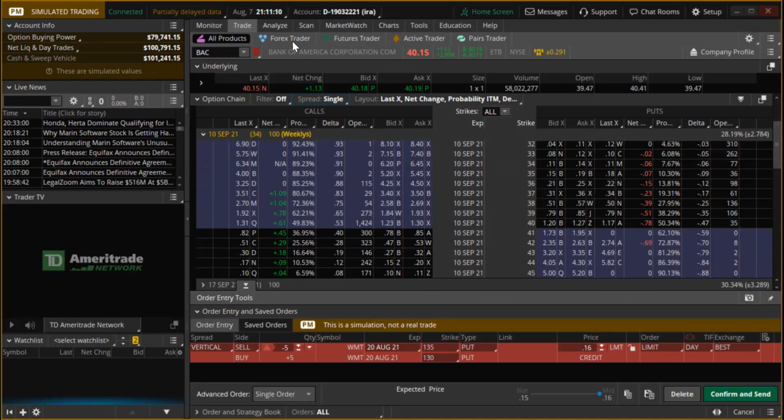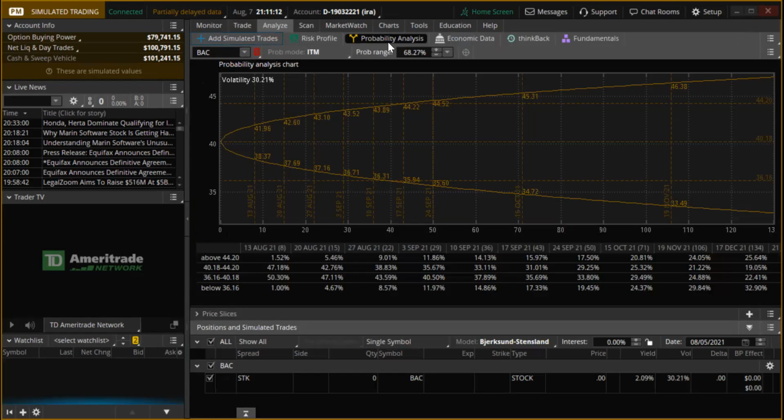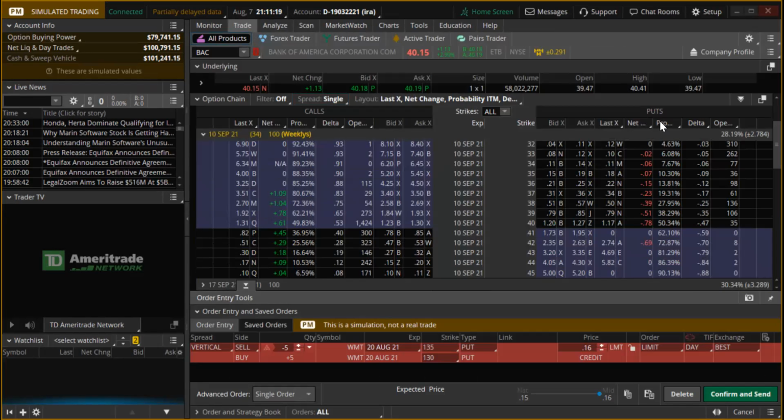So I hope this was helpful to you. I hope it makes sense how you can go to the probability analysis and check. Or conversely, you could just go here and look at the probability in the money on your trade app.